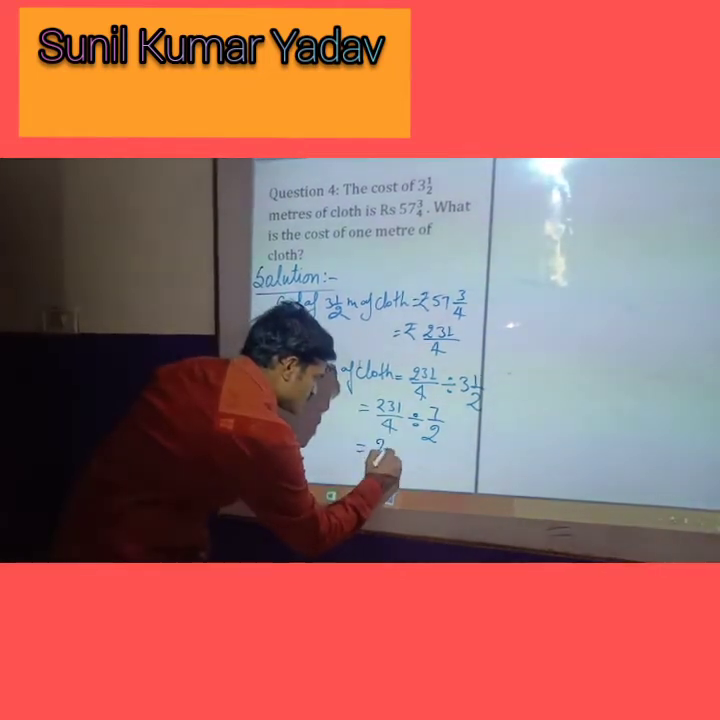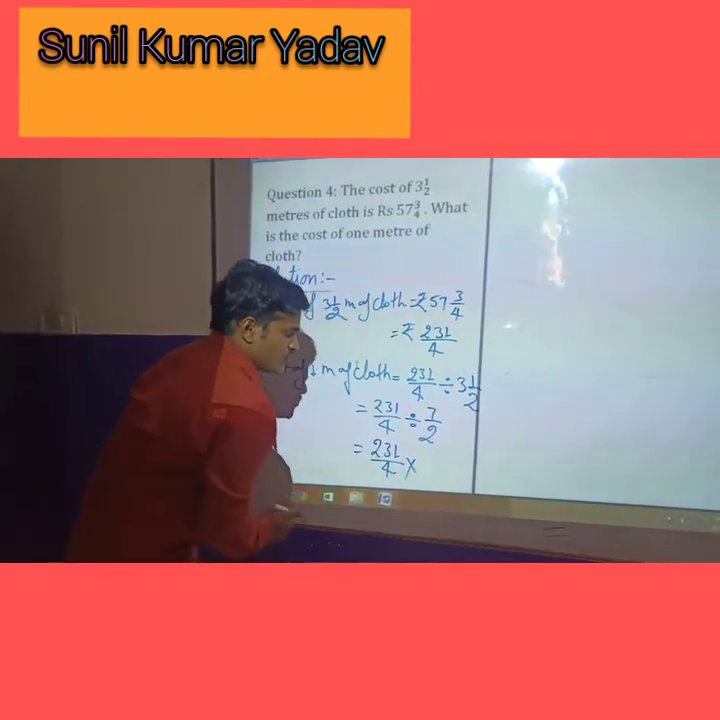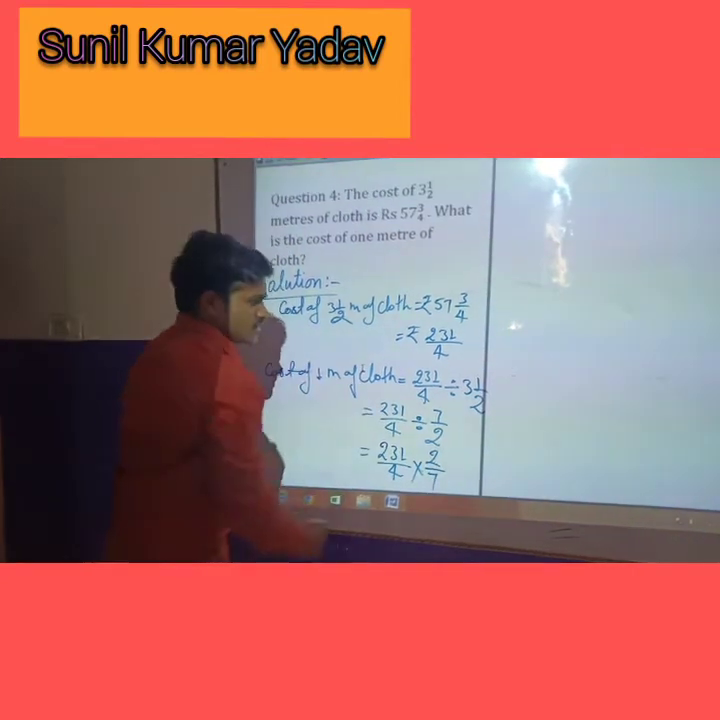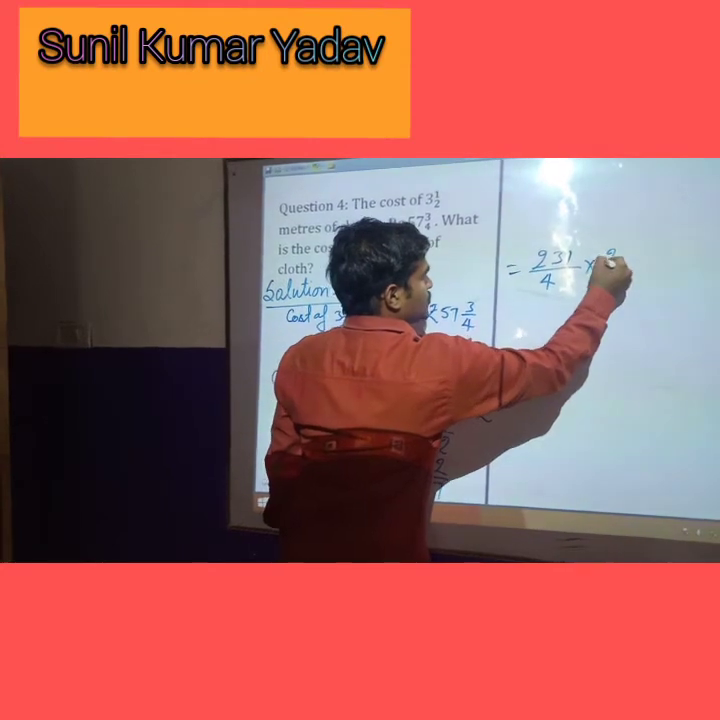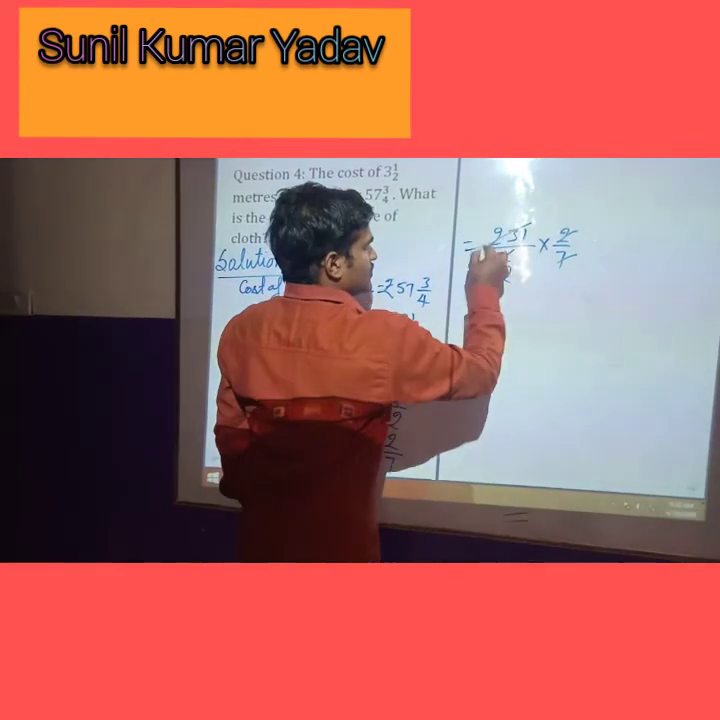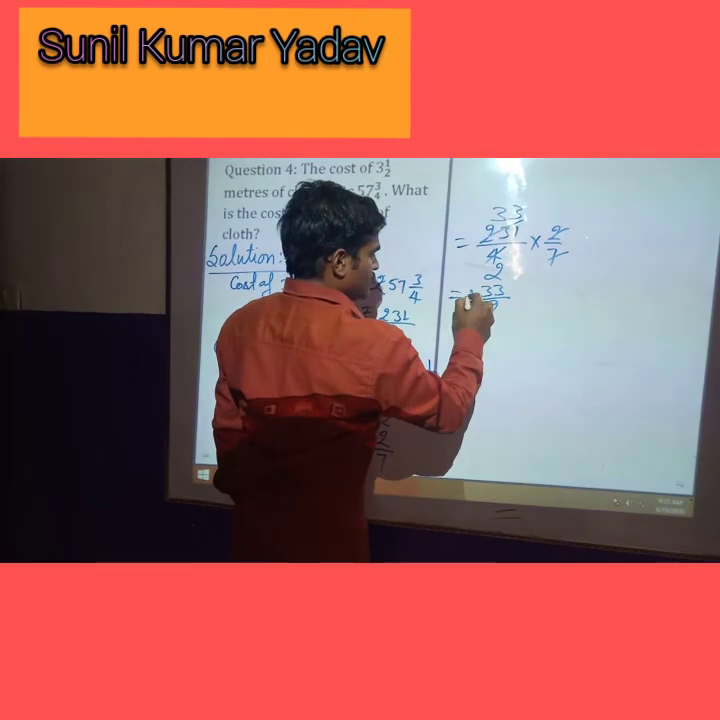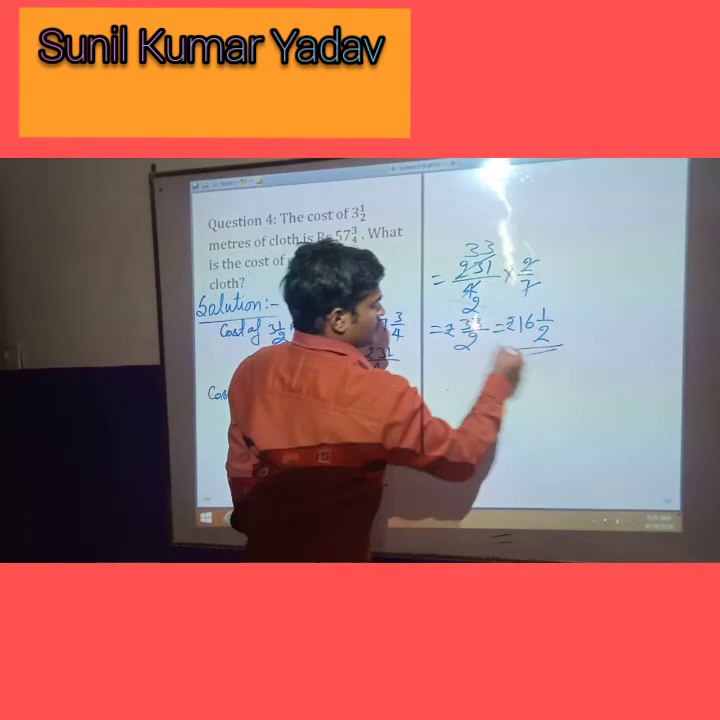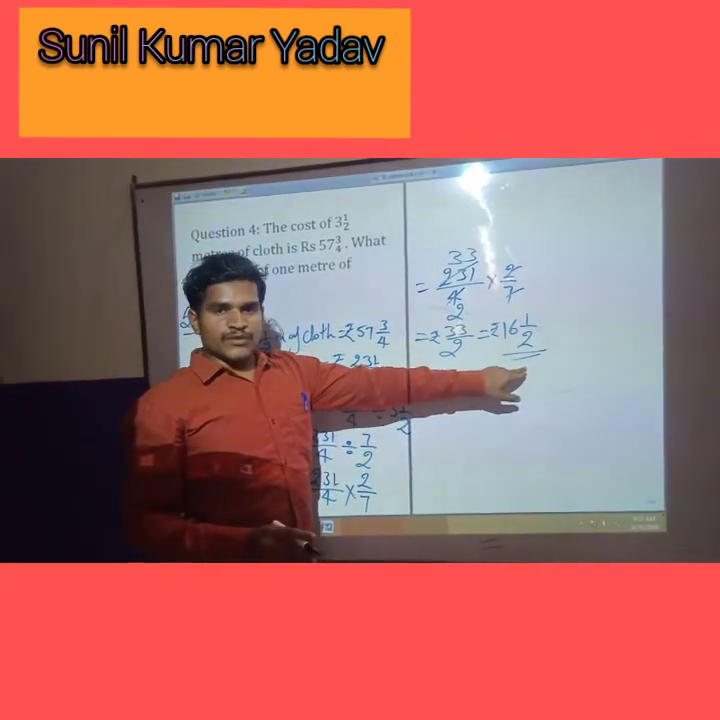So 231 upon 4 multiplied by the reciprocal of 7 upon 2, that is 2 upon 7. So what do we get? 231 upon 4 into 2 upon 7. 2 divides 4, it gives 2, and 7 into 231 gives 33. It means 33 upon 2 rupees. Now it means 16 complete 1 upon 2 rupees. So cost of 1 meter of cloth is 16 complete 1 upon 2 rupees. Is it clear?